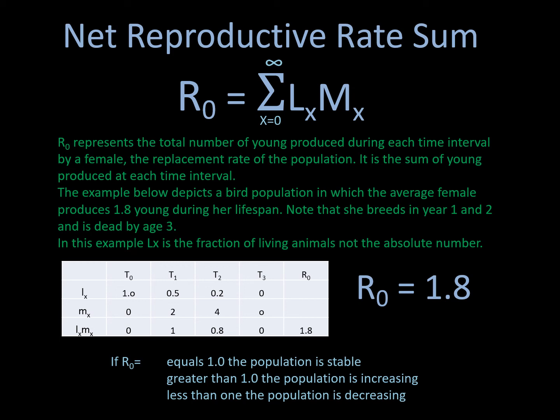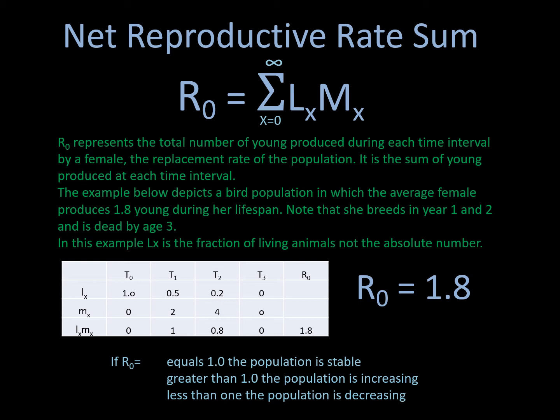Now, the example I've used here is a bird population, in which the average female produces 1.8 young during her lifespan. She breeds in year 1 and year 2. She's dead at age 3. So half the birds are alive at time period 1, and the approximate number of eggs being produced per female is 2. So that would be L sub x times M sub x is 1. The number of animals alive times the reproductive rate. Year 2, we see that 20% of the animals are alive. They produce an average of 4 eggs. That's 0.8. And if we sum them up, sum of L sub x M sub x, we get 1.8.